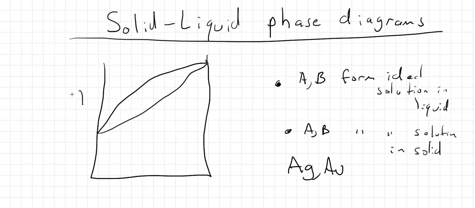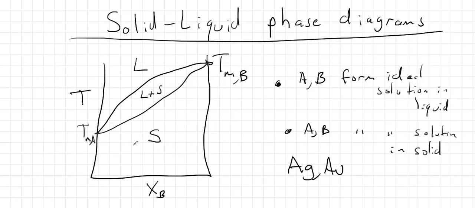So we've got temperature, we've got mole fraction of B, and here we have the melting temperature of B. Here we have the melting temperature of A. And if we're cold, we have solid. If we're warm, we have liquid, or hot, I guess. And we have a two-phase coexistence region, liquid plus solid.